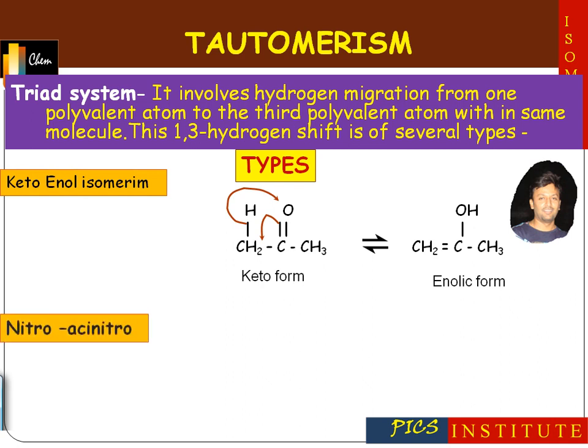Next, aci-nitro, for example, nitromethane or a nitro compound. Hydrogen from the first carbon migrates to the third atom, oxygen, across the multiple bond to form the aci-nitro form. So the first form is nitro and the second form is aci-nitro.